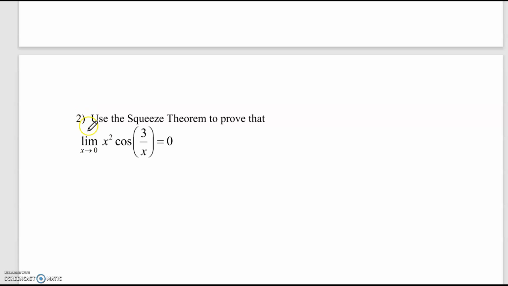Number 2, squeeze theorem. If you did not use squeeze theorem, you did not get full credit. By the way, every question is 10 points. So the way to solve this with squeeze theorem is first you have to establish that -1 is less than or equal to cosine, which is less than or equal to 1.